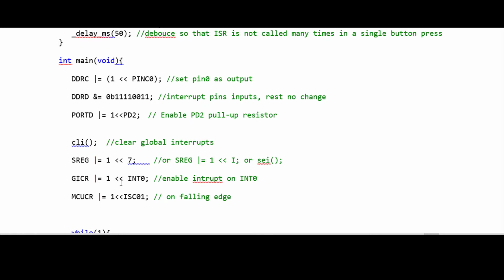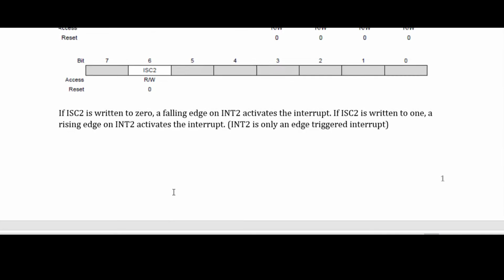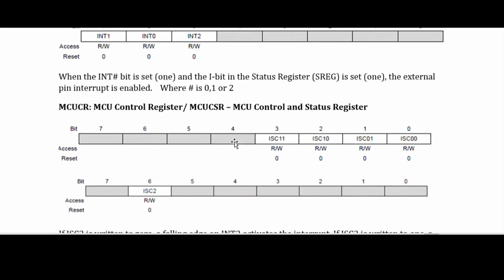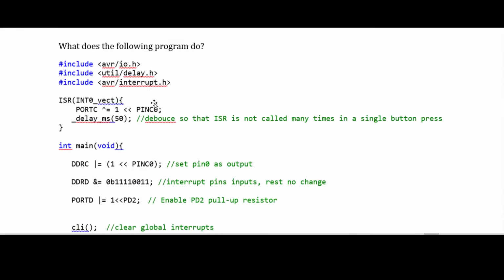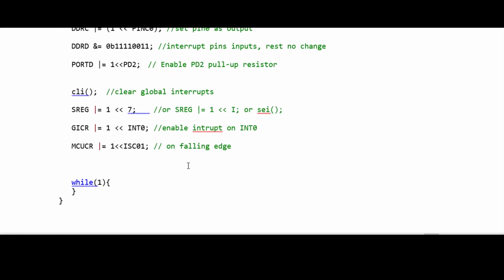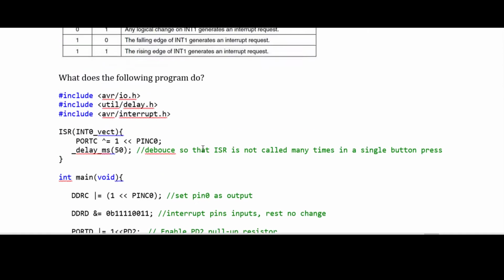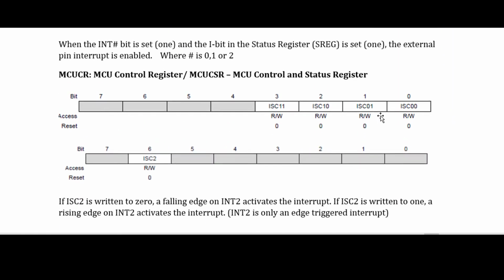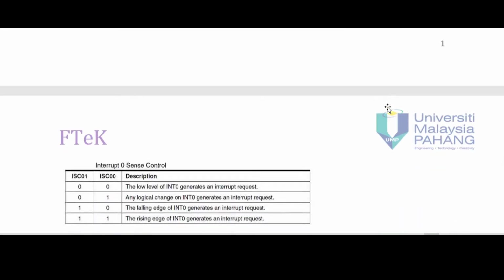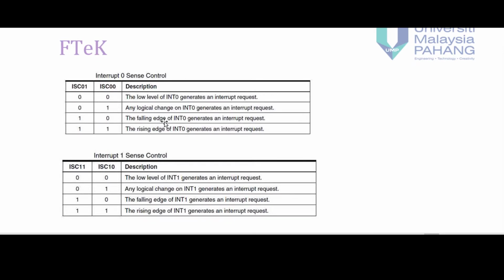In GICR we enable interrupt 0 by giving it 1, as you see here. Finally, in MCUCR, I make ISC01 to be 1. So in MCUCR, I make it 01 and ISC00 will remain as it is. So we are using this case. Okay? So it is interrupt 0 falling edge.